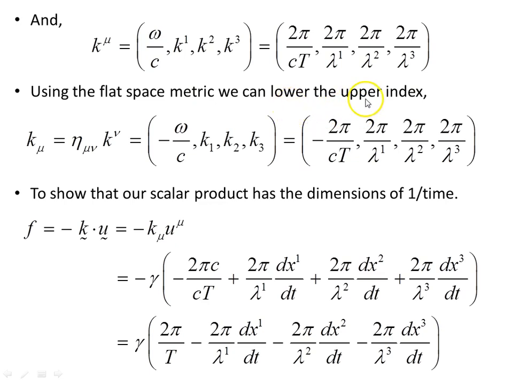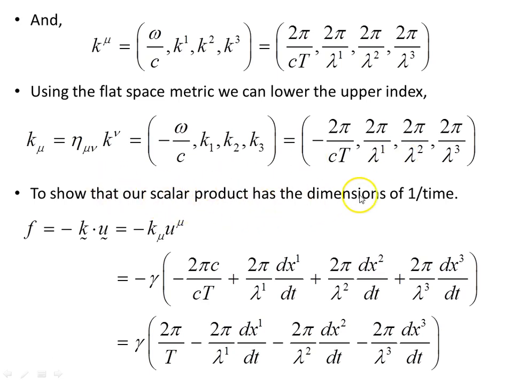Using the flat space metric, we can lower the upper index. So, by using the flat space metric, eta mu nu times k with the contravariant index nu, we can lower that. And that just gives us the same object, but with a minus here and all of these indices here. And that's just this object over here. Same thing. In flat space, both the contravariant and covariant forms are the same. That is, the upper and lower index will be the same in flat space. Different in other curved spacetimes though.